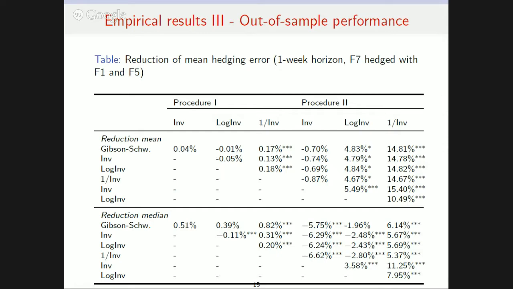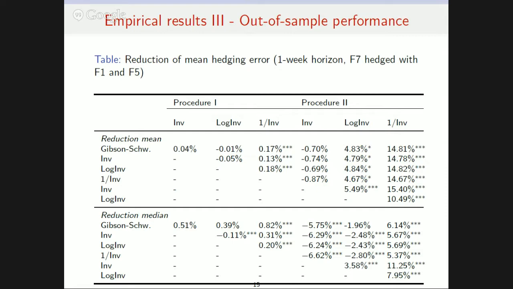So we see that the 1 over inventory level data series estimated with procedure 2 has a 14.81% lower hedging error than the Gibson-Schwartz model, and it's significant at the 1% level, which is very good actually. And then here at the lower end we have also reported the results for the median reduction of the hedging error, which is also highly significant.